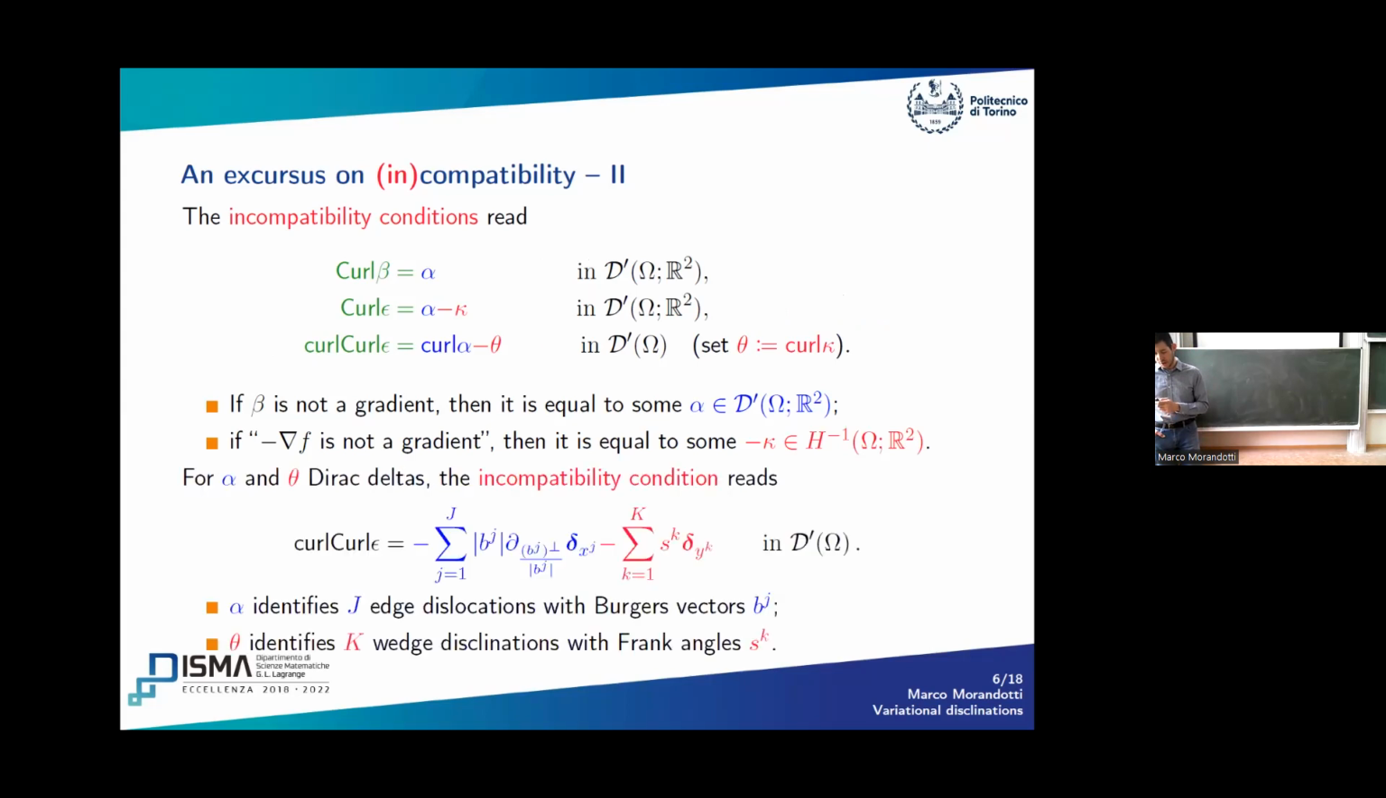For us, actually, the alpha and theta that we're going to consider will only be Dirac deltas that are supported where the defects are. So alpha is going to be the measure of dislocations, the first type of defects that I described, and theta is going to be the measure of disclinations. We require them to be Dirac deltas because these defects appear isolated in the material to start with. Okay, so the counting is done in this way. We will have capital K disclinations and capital J dislocations.